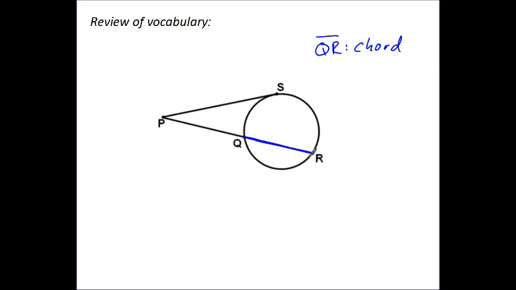And we also learned that if this was a line that intersects with our circle in 2 places, we would have called it a secant. Now, it's not a line, it's a segment, and therefore we call PR a secant segment.